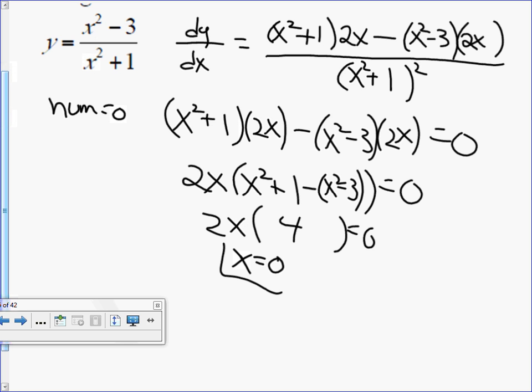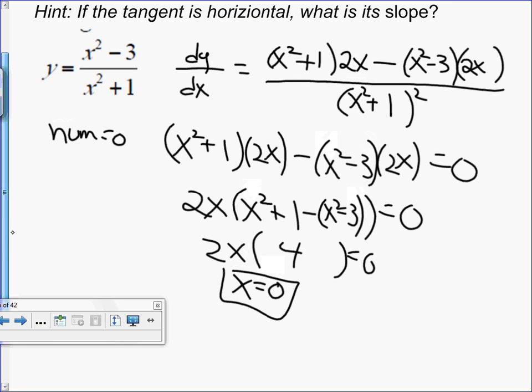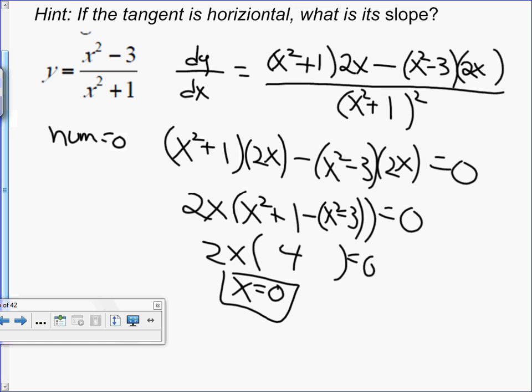Now, what if you want to know the actual point, both coordinates of the point? You know the x-coordinate where you have a horizontal tangent is 0. How would you get the y? Plugging into what? The original. So if x is 0, plug in 0 for x, what's y? Negative 3. If you were to graph this function, you would see that it would have a horizontal tangent at the point (0, negative 3). Awesome.